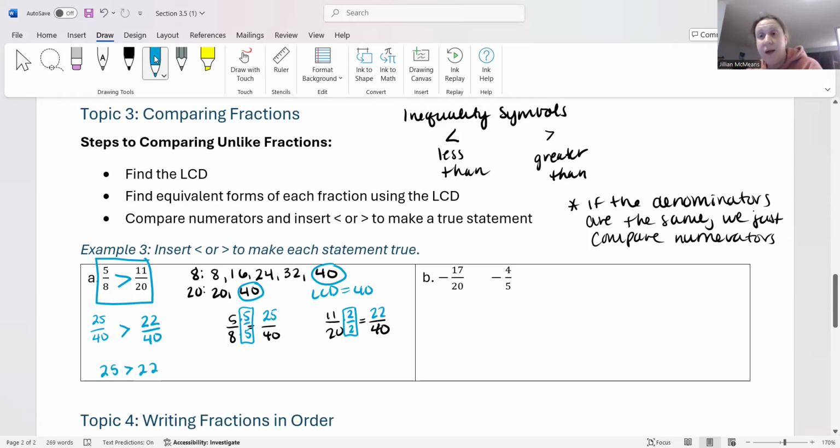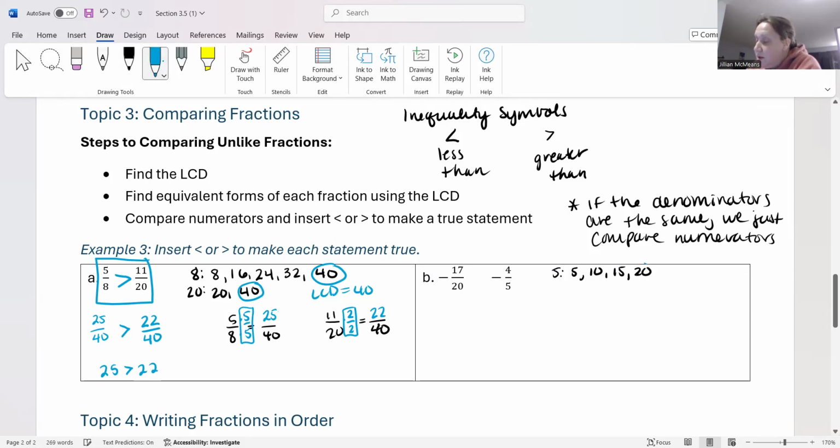All right, for part B, what's going to make part B a tiny bit more complicated is we're dealing with two negative fractions, and generally speaking, it's a little bit harder to compare negatives than it is to compare positives. Nothing terribly difficult, it's just a little bit harder. So let's find our LCD. In this case, I notice my denominators are 20 and 5. 5 happens to be a factor of 20. So if I were to start listing out multiples of 5, I would say, okay, well, 5 times 1 is 5, 5 times 2 is 10, 5 times 3 is 15, and 5 times 4 is 20.